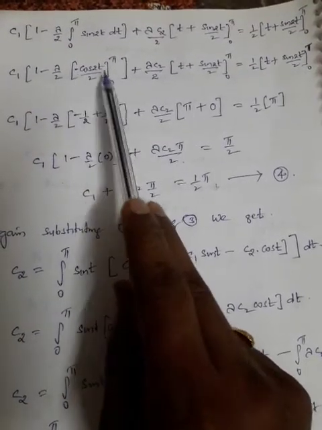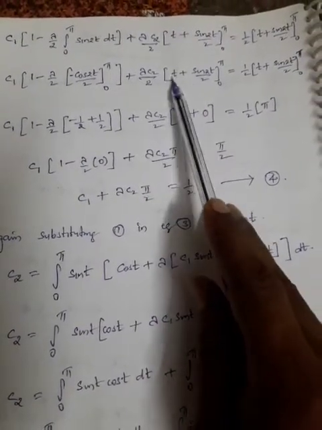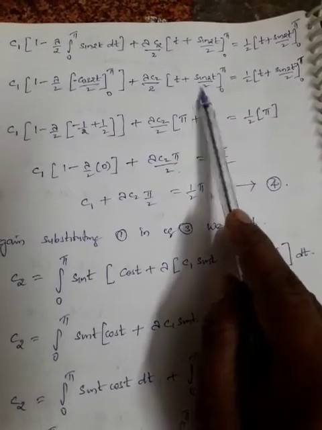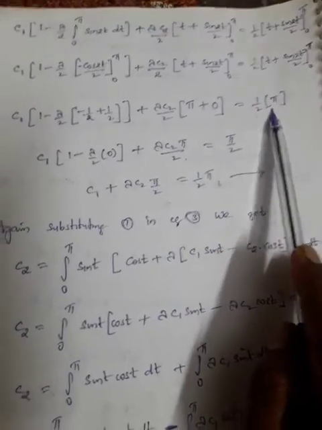So minus 1, and this also minus will be there. So minus into minus is plus, so plus 1 by 2 plus cos c2 by 2. And this is pi minus 0, pi, and this is cos 2 pi is 0, cos 0 is 0, this is 0. In a similar fashion, this also will be 0, only pi terms will be there.